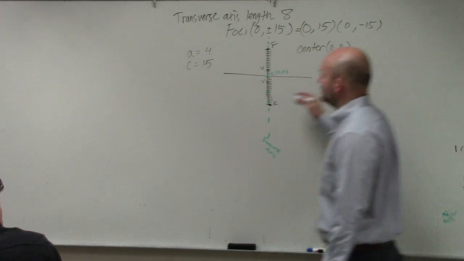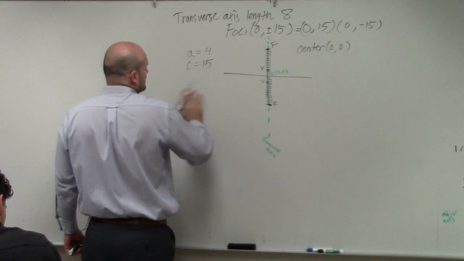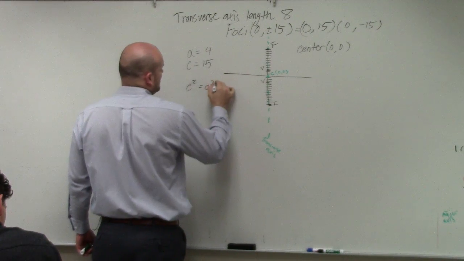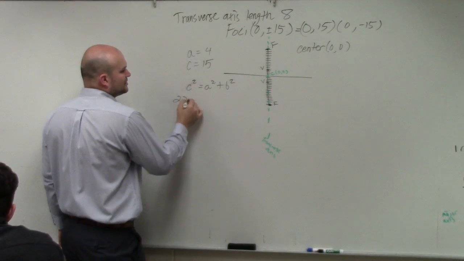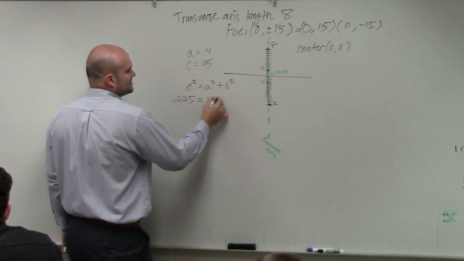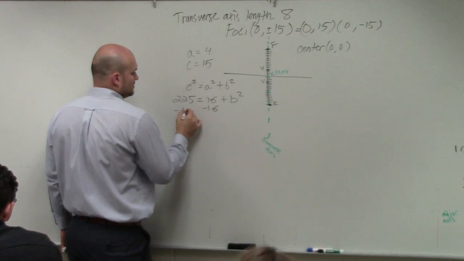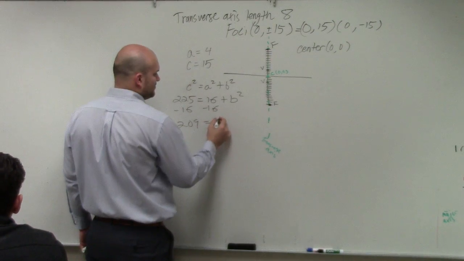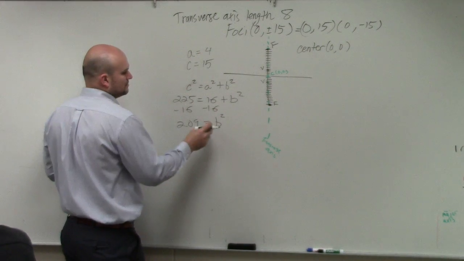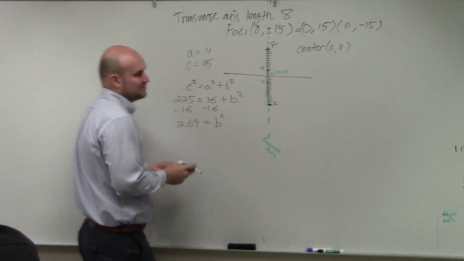Remember, the relationship between a squared, b squared, and c squared is c squared equals a squared plus b squared. 15 squared is 225, which equals 16 plus b squared. Subtract 16 from both sides: 209 equals b squared. Now, I don't need to actually take the square root. I just need to know b squared.